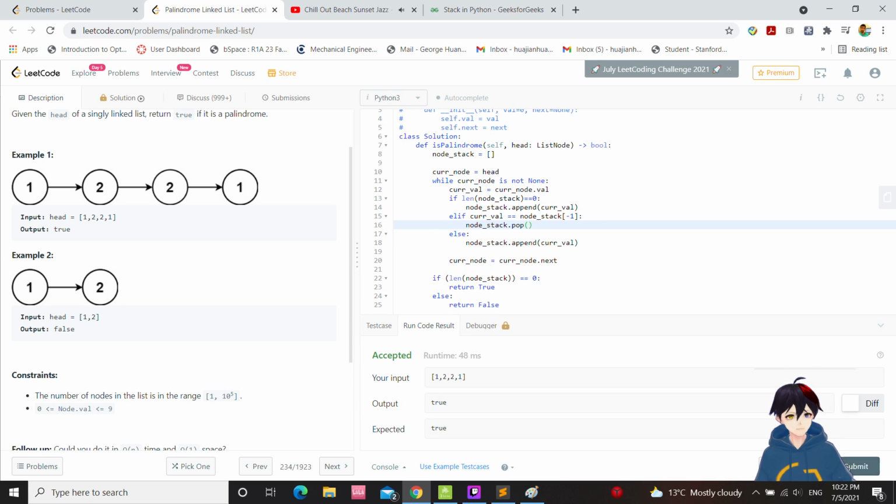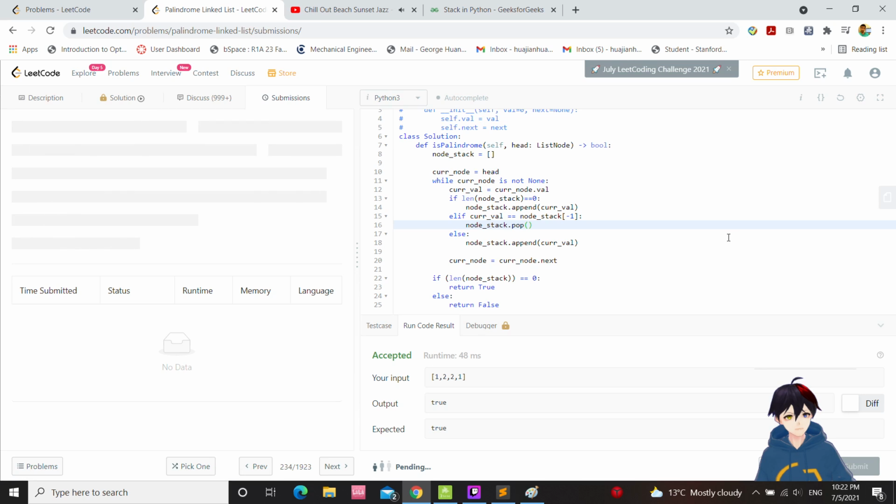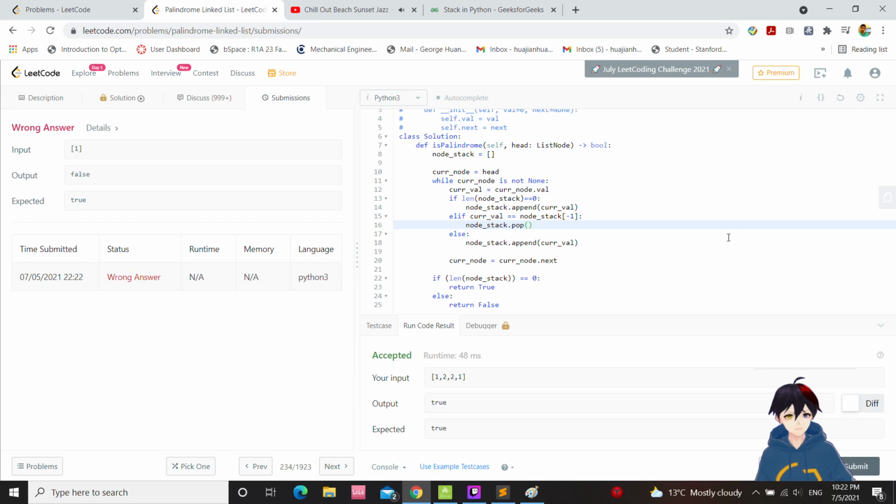Okay. Nope, wrong answer, huh? If it's one, then just return. Why is it not returning though? This is a weird edge case. Let's see how we handle that.